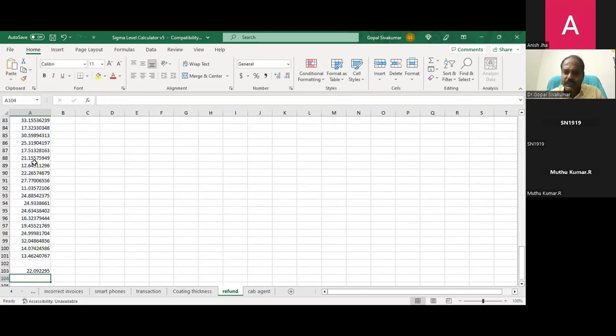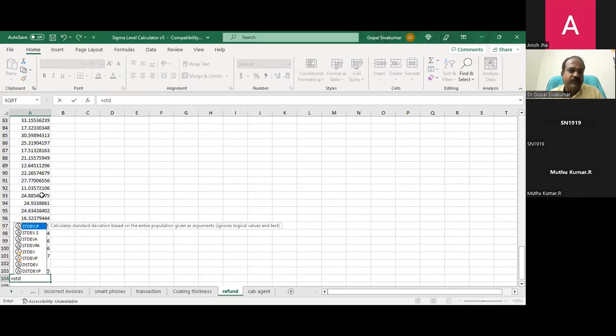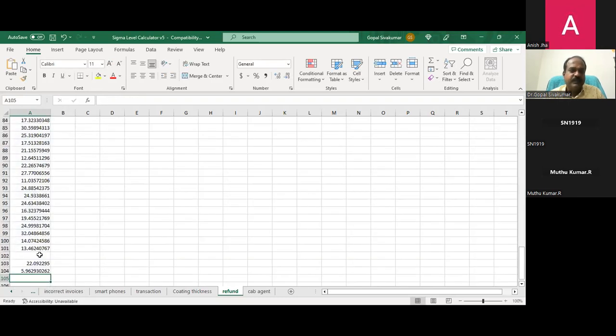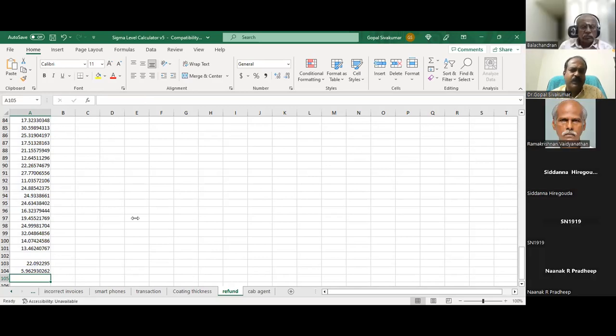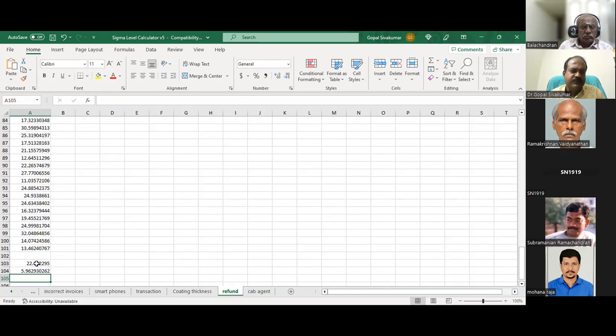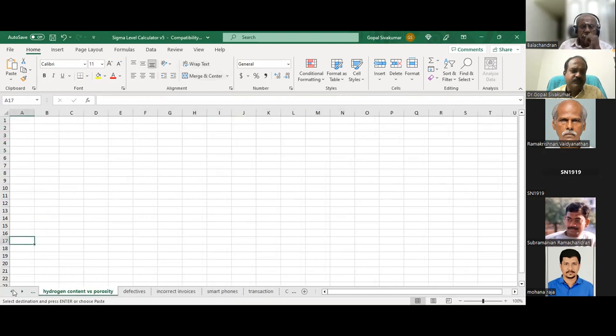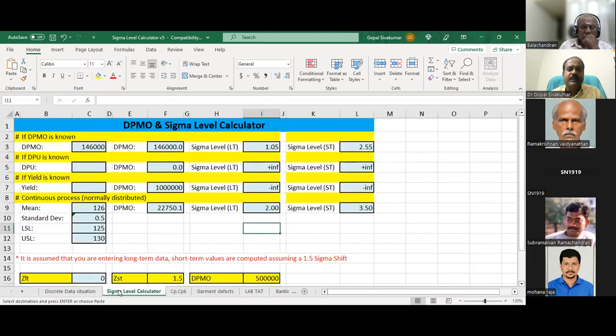Now mean is understood, right? Now standard deviation for the same. Now standard deviation also understood. Very easy, right? Once the data is given, you use Minitab or Excel or whatever, and then use this value. And we need to find out EZST. Let us go to our sigma level calculator.